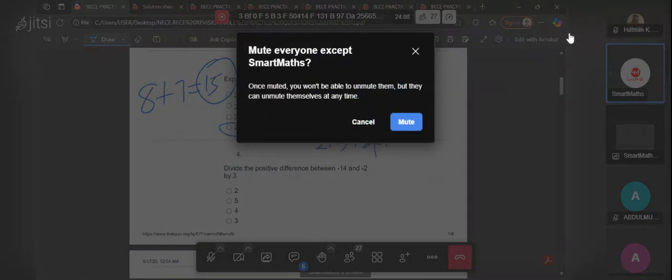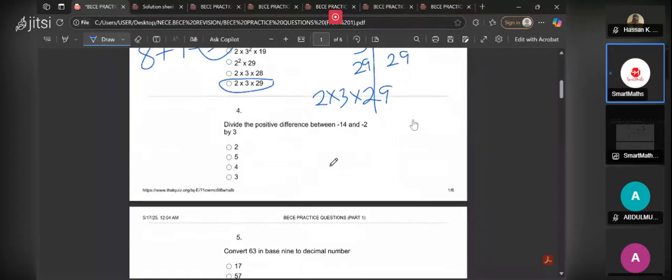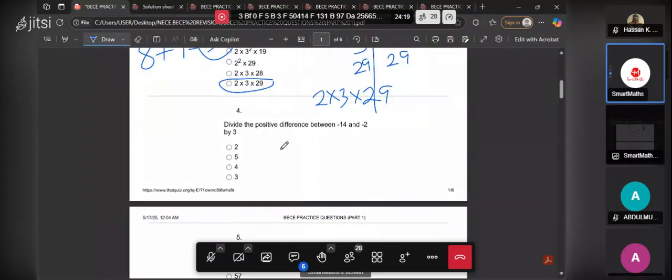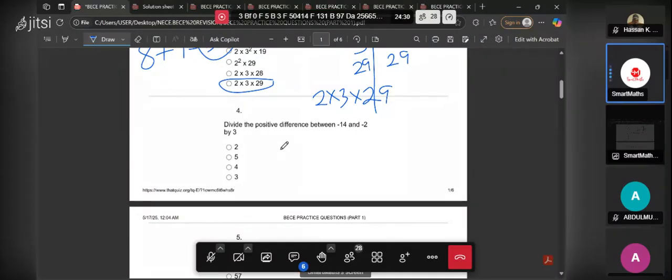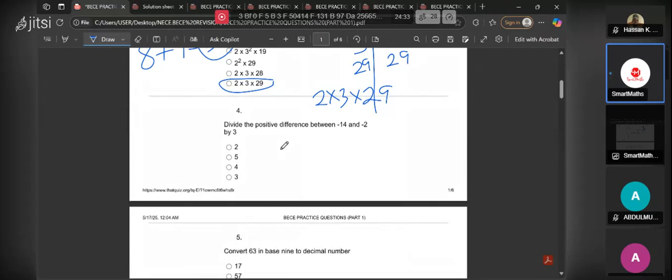All right, question 4. Moderator, please attend to this. Okay, thank you, moderator. So divide the positive difference between -14 and -2. If you look at these two numbers, you notice they both have negatives, right? Now, don't think that because 14 is bigger than 2, 14 is the bigger number. No. The bigger number here is -2. Difference means subtract. Minus 14.